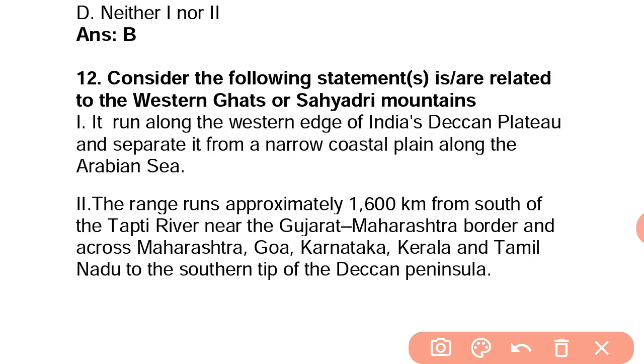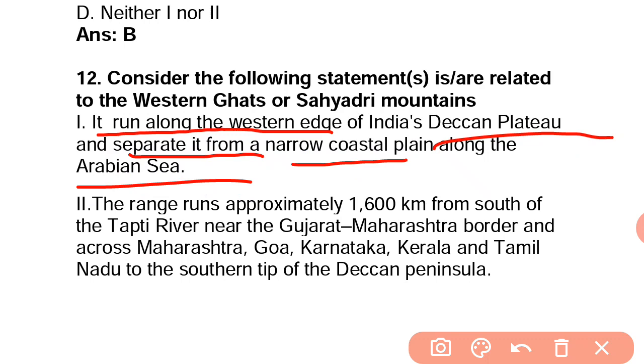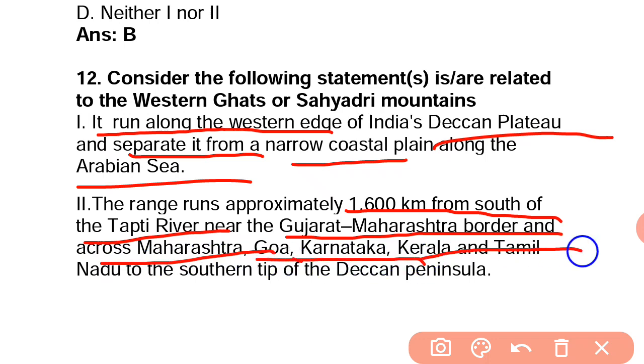Consider the following statements related to the Western Ghats or Sahyadri mountains. I. It runs along the western edge of India's Deccan Plateau and separates it from a narrow coastal plain along the Arabian Sea. II. The range runs approximately 1600 km from south of the Tapti River near the Gujarat and Maharashtra border, across Maharashtra, Goa, Karnataka, Kerala, Tamil Nadu to the southern tip of the Deccan Peninsula.